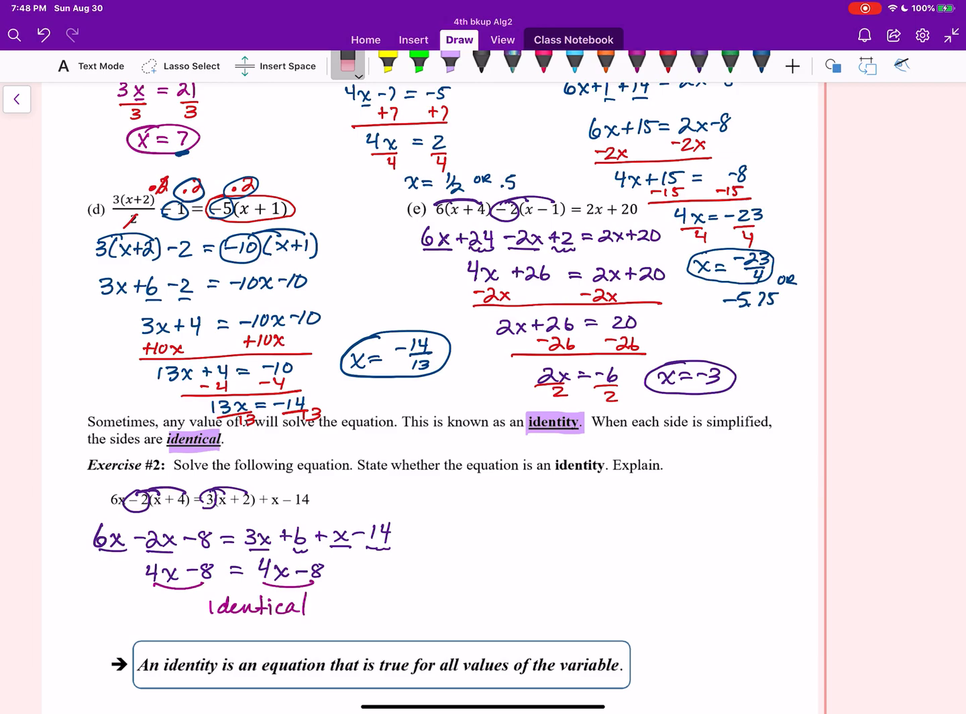The left-hand side is equal to the right-hand side. If I were to continue to try and solve this, next, I would subtract 4x from both sides. And I'd get -8 equals -8. And if I continued further, well, we no longer have a variable, so it no longer can be solved. But -8 equals -8, that happens all the time. Or in this case, 0 equals 0.